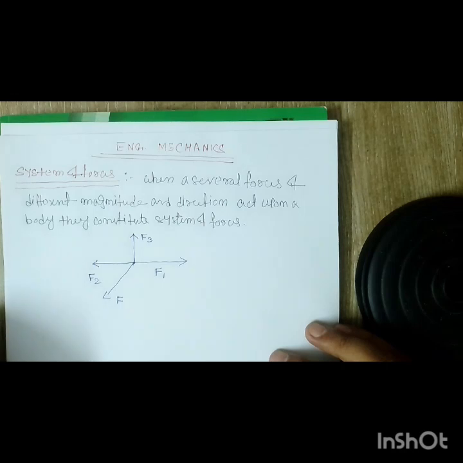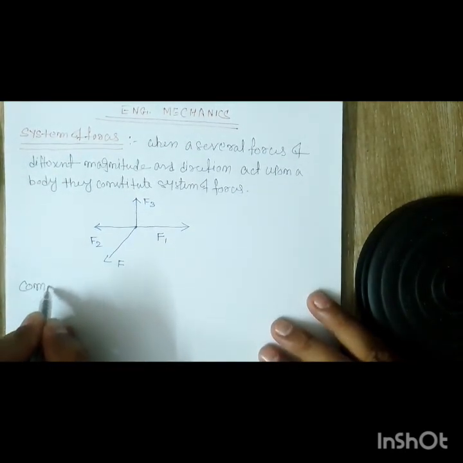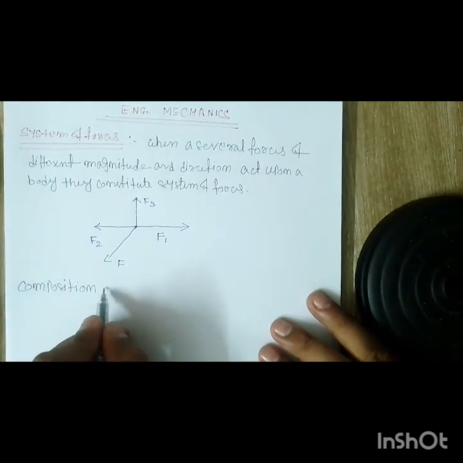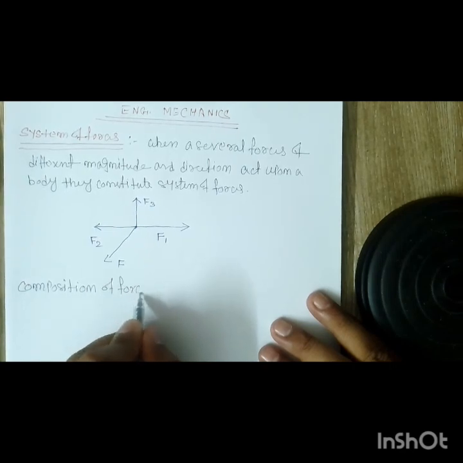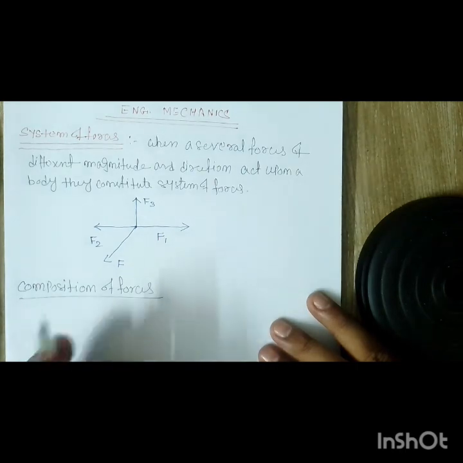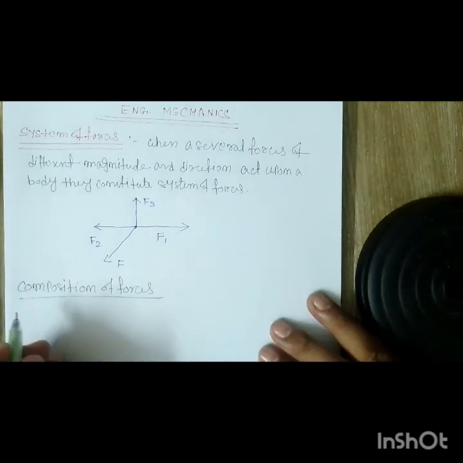After the system of forces, we need to see what the composition of forces is. So next you can write composition of forces. Very basic, we'll learn composition of forces first. Composition is nothing but the process of finding the resultant force, which is called composition of forces. The resultant is a single force which has the same effect as the different forces acting together.